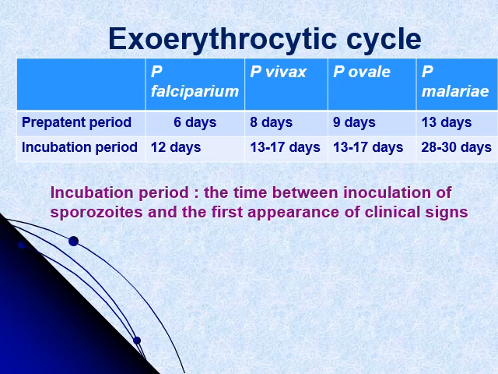As we say in the life cycle, we have the exoerythrocytic cycle, which occurs in the liver, in hepatocytes. The incubation period differs from one species to another. The pre-patent period is the longest period in malaria. Also the incubation period. The shorter period occurs in Plasmodium falciparum. As a reminder, the incubation period is the time between the inoculation of parasites and the first appearance of clinical manifestation.